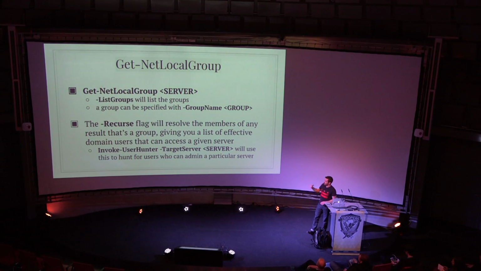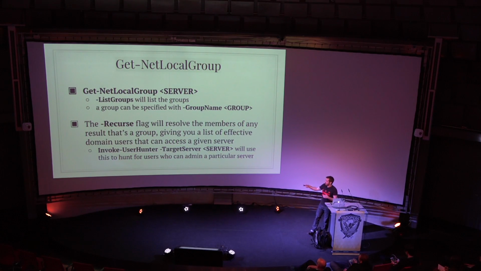If you specify the -Recurse flag, it'll resolve any of the member results that are groups themselves and find all the nested stuff all the way down. So if you do Get-NetLocalGroup -Recurse on the server, it'll give you an effective set of all the domain users that have local administrative rights on that remote system.